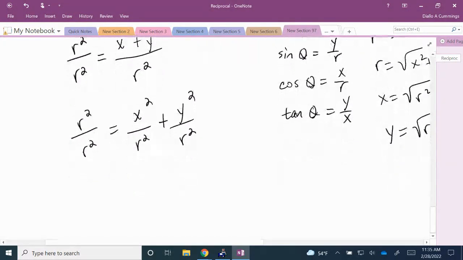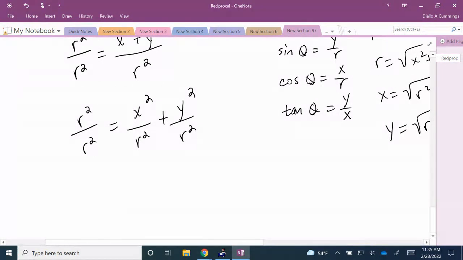So if we take a look at the number itself, go ahead, I'm sorry. Did someone have a question? All right, so if we look at the left-hand side, r squared divided by r squared is a 1.